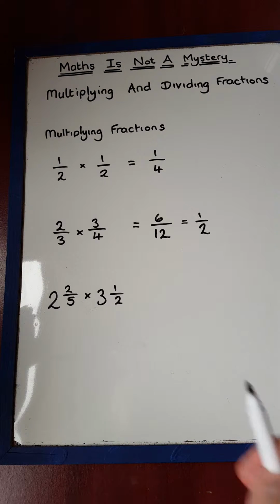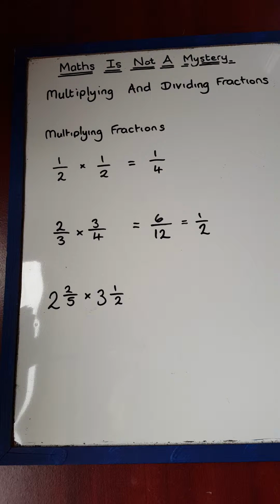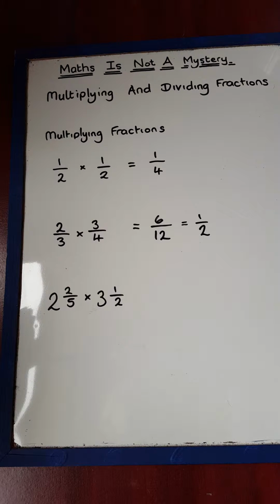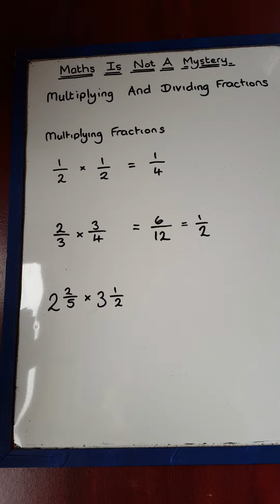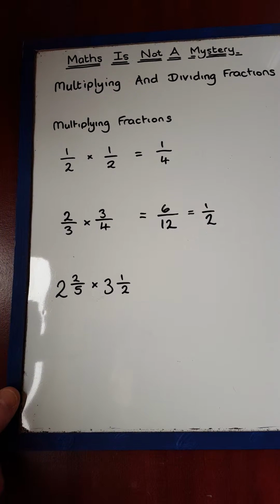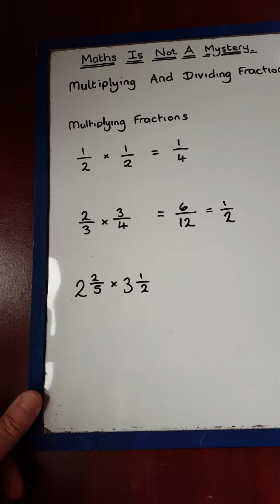Now, below there we've got some mixed numbers, 2 2/5 times 3 1/2. When you're going to multiply those together, what you've got to do is convert them into improper fractions first. If you remember how to do that, fine; if not, take a look at the video on mixed numbers and improper fractions.